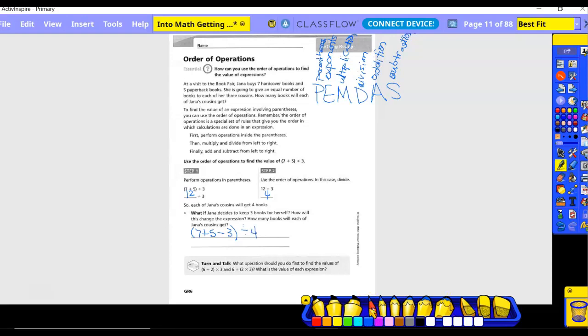Okay, so what does that give us now? Oh, I was right when I put 3. Okay, so 7 plus 5 is what? 12. 12 minus 3 is 9. So we write 9 divided by 3 equals what? 3. So 3 books.